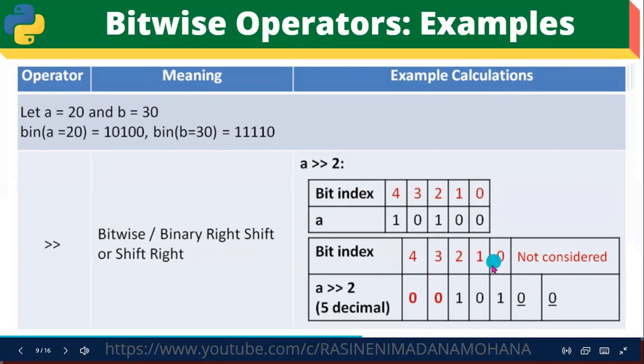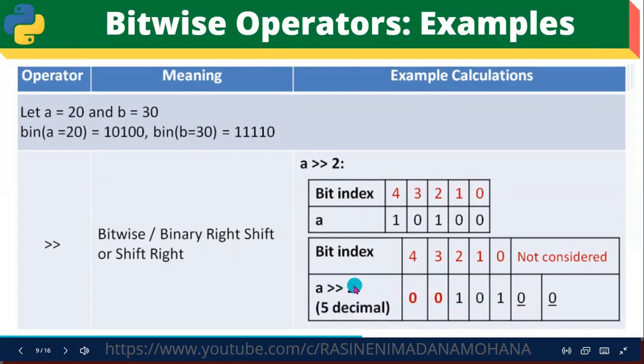Now you can calculate this value. So 0, then 1 into 2 power 0, then 0, then 2 power 2. So 1 plus 4. So what is the value? 5. You will get the decimal value 5.